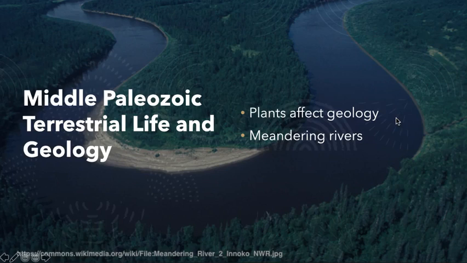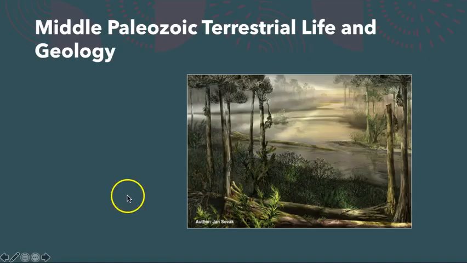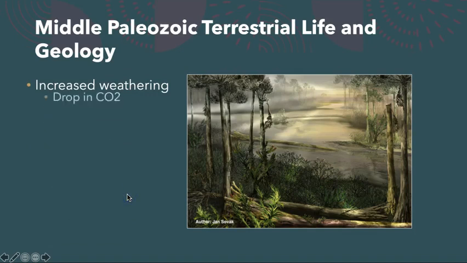In fact, it wasn't until this time that the first meandering rivers were established, as evidenced by the stratigraphic record. The proliferation of plants also increased the rate of weathering of rock, a process that consumes atmospheric CO2. Decreasing CO2 means less heat is trapped in the atmosphere, and global temperatures decrease. By the end of the Devonian, Earth experienced an ice age.